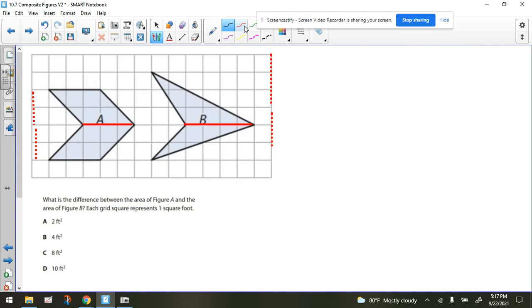Hey everybody, it's Mrs. Bianchi, and we're looking at a question that does require a lot of stamina to get through. It's asking, what is the difference between the area of figure A, so that's this entire thing, and the area of figure B? Each grid square represents 1 square foot.